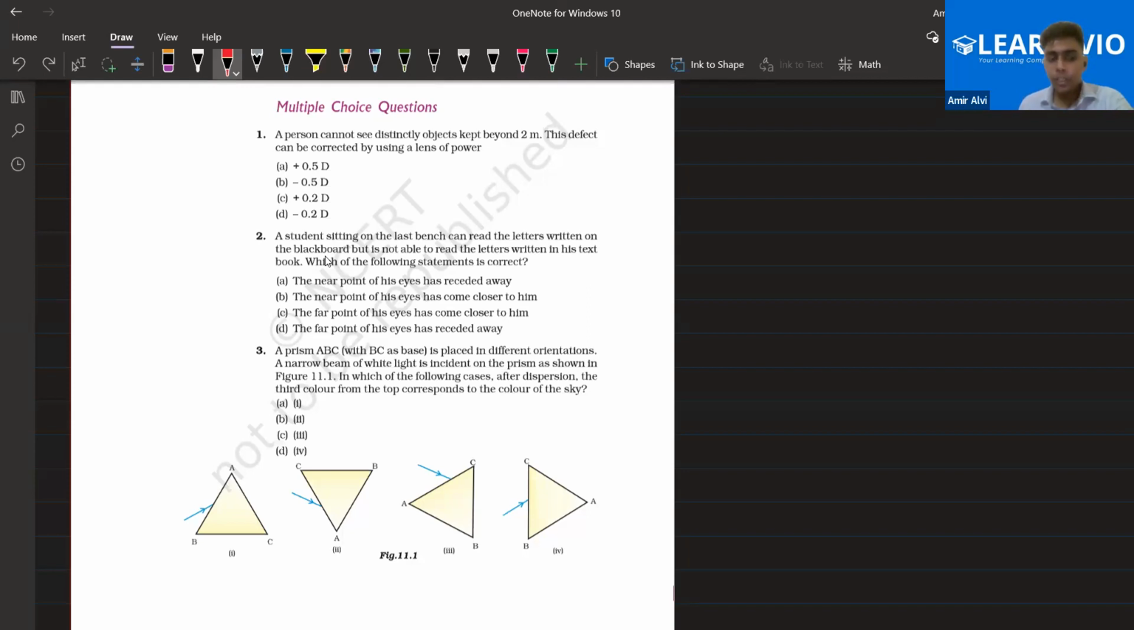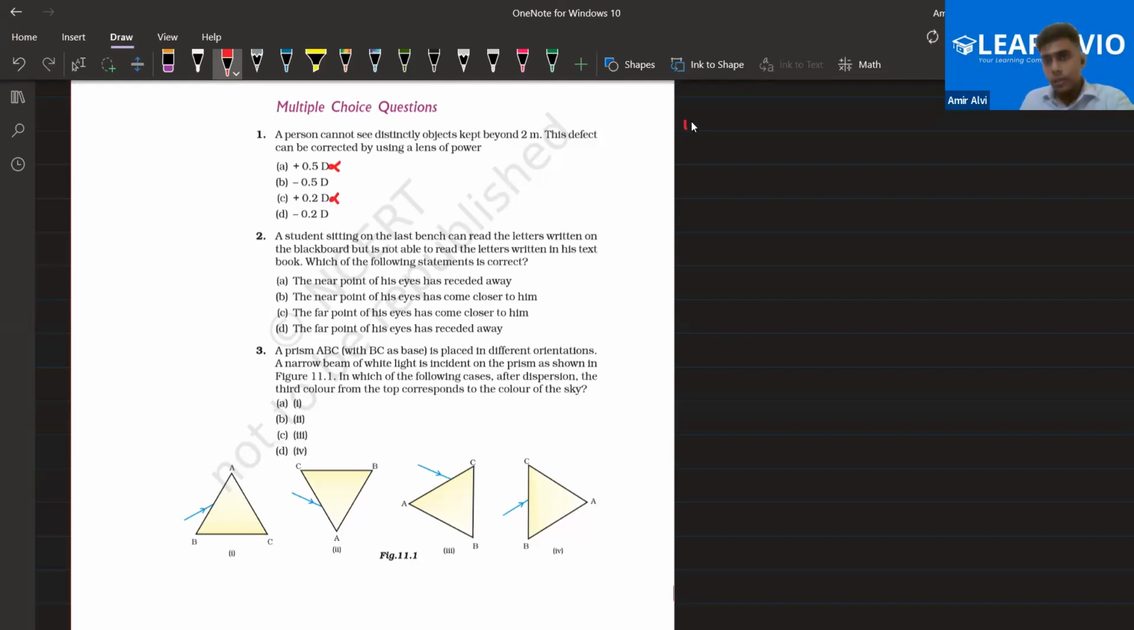In myopia, we use a concave lens to correct the defect. So the focal length and power of the concave lens are going to be negative. So option A and option C are already discarded because they have positive power. So either B or D. After that, we can see that option B is 0.5, and D is this. Now let's understand it.